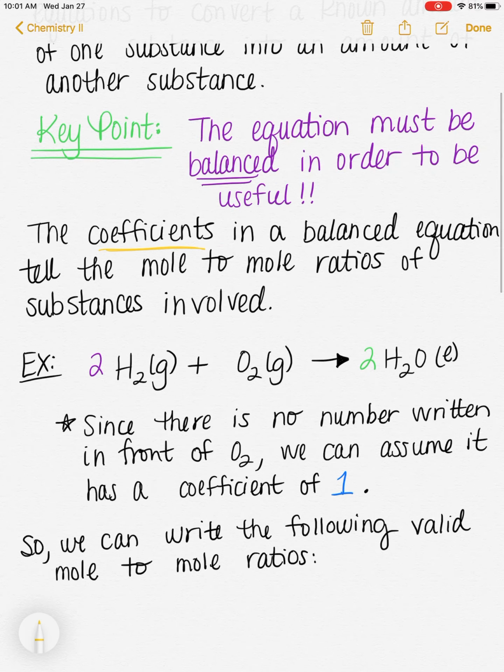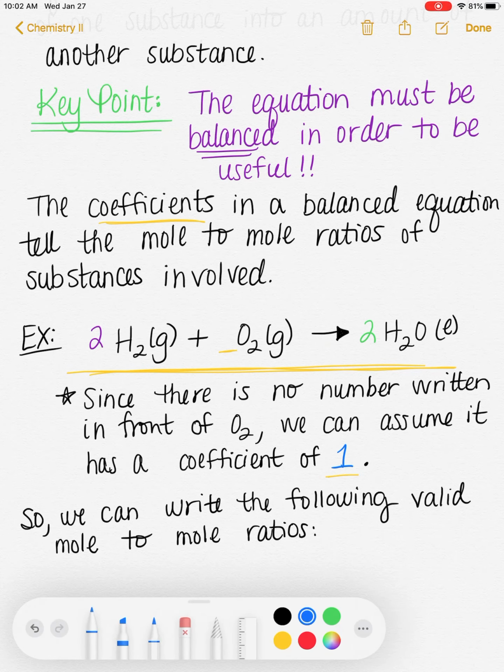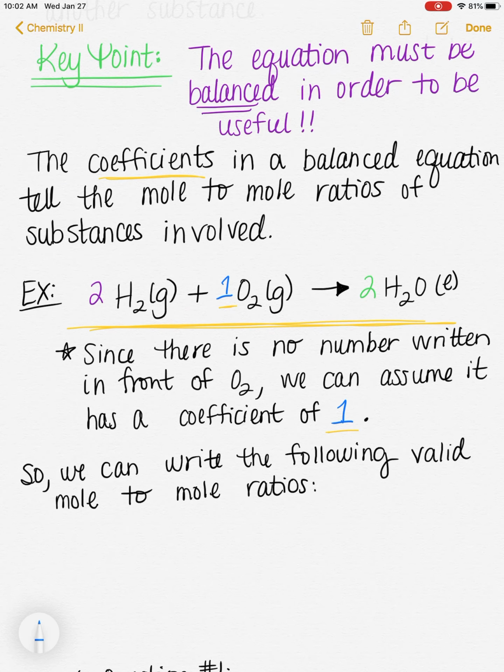So let's take a second to look at this particular reaction here. You have 2 H2 gas plus 1 O2 gas yields 2 H2O liquid. Since there's no number written in front of the oxygen, we assume that that's an implied number 1. I think you're all pretty familiar with that, and we usually just don't take the time to write a 1 there, but you could write a 1 there. And so if we are taking this statement that the coefficients in a balanced equation tell you the mole-to-mole ratios of a substance, then we could write some mole ratios for this balanced equation.